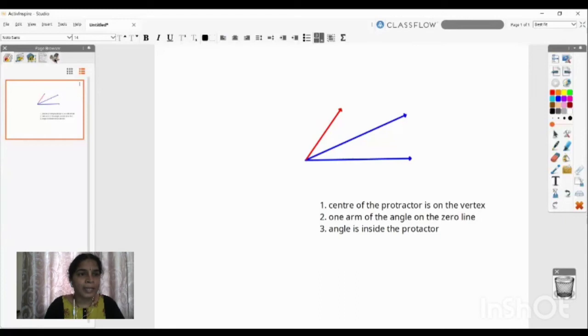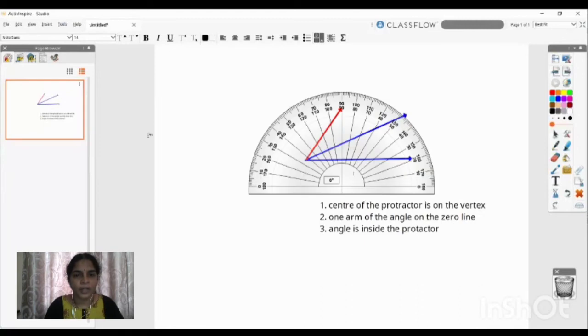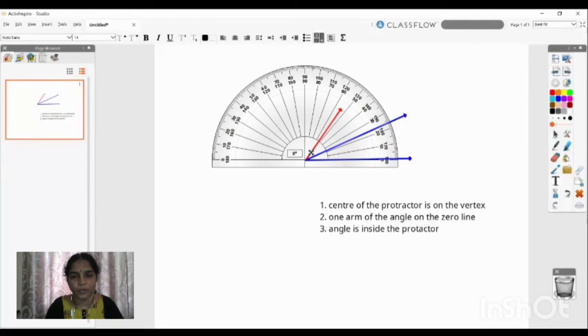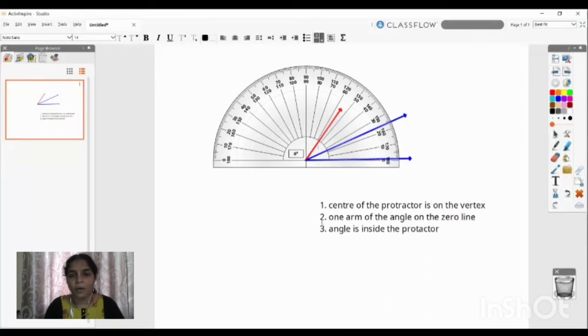Okay, now let's take a protractor and try to understand this. The first point is the center of the protractor is on the vertex. Now this is the center of the protractor. Now take it and keep it on the vertex. This is our vertex, the common starting point of both the rays of an angle. Now, next point. Now we are going to measure the blue color angle. So, second point, one arm of the angle is on the zero line. So is it on the zero line? Do you see the zero here?